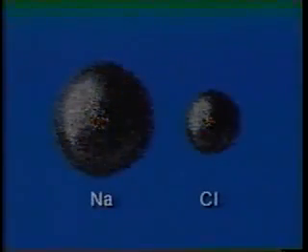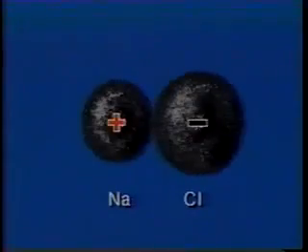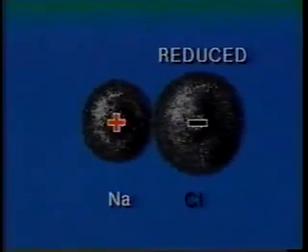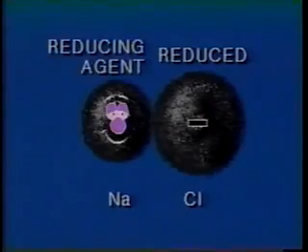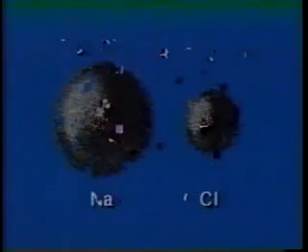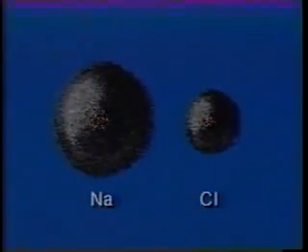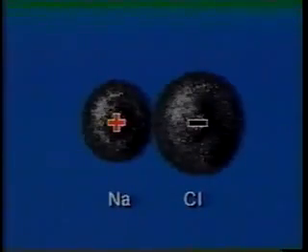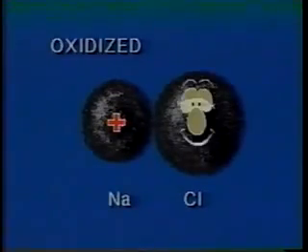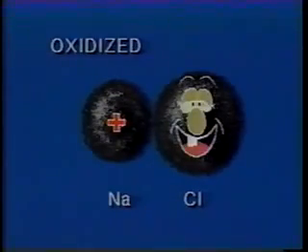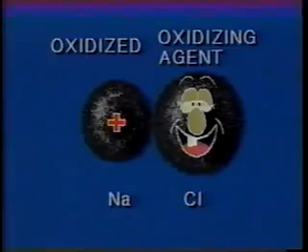All redox reactions are like this one. One atom is reduced, so the culprit that causes it to happen is called a reducing agent. Looking at it the opposite way, the sodium is oxidized. So the perpetrator that causes the oxidation, the chlorine atom, is called an oxidizing agent.